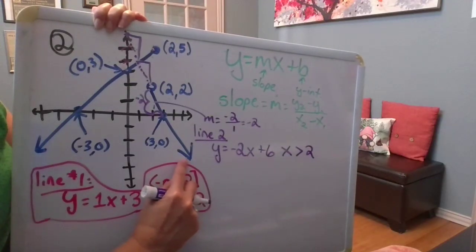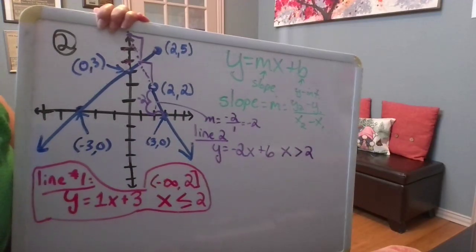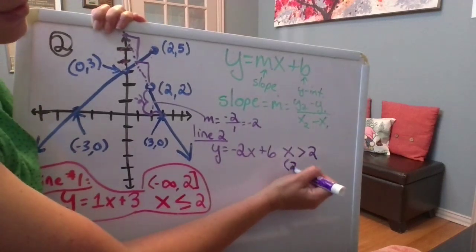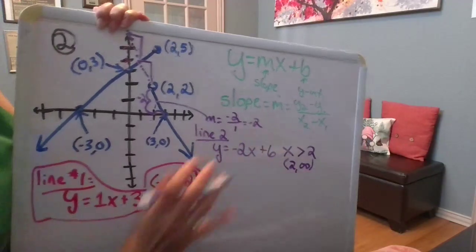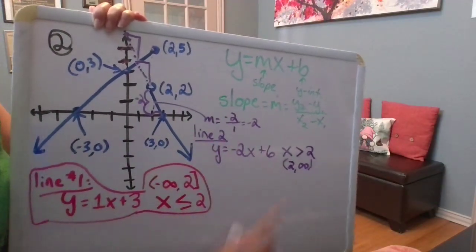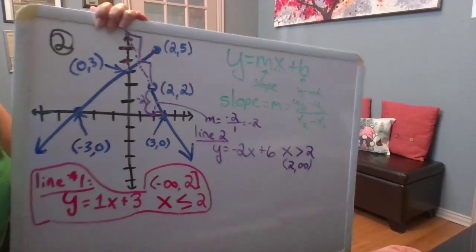The second line does have an arrow, so it does continue forever to the right, which is why we did not include the infinity. So if we wanted, we could say 2 to infinity. Oh, I'm sorry, we did not include 5 as my edge. It's going to go to infinity. So both of these in set notation or interval notation could work.